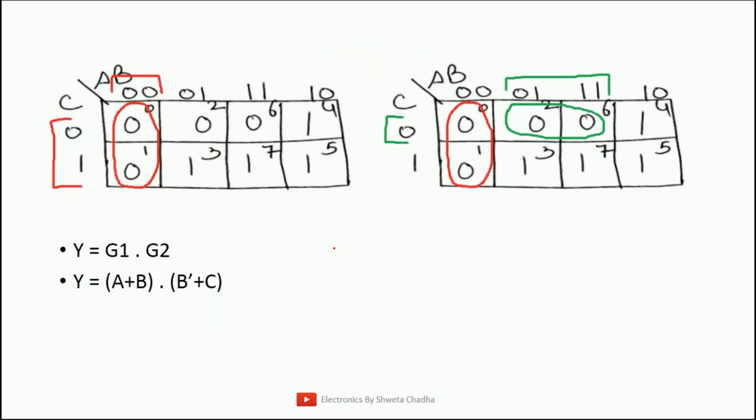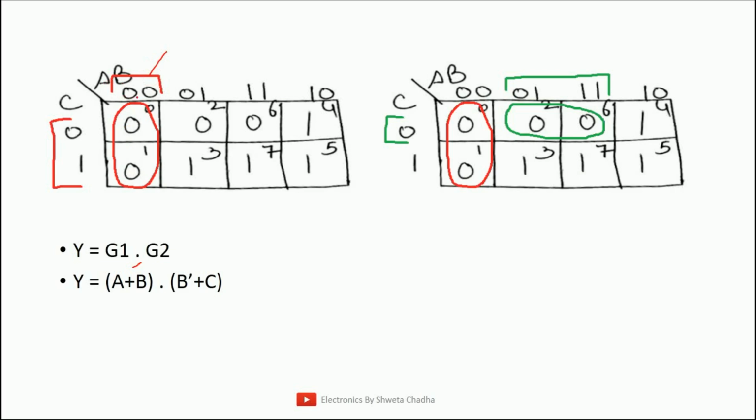As now we need to write down the answer in POS, product of sum. So here comes product of sum: group number 1 dot group number 2. So this is very important that you need to write down the product of both the groups. Let us start writing down the answer from group number 1. So here comes our group number 1.